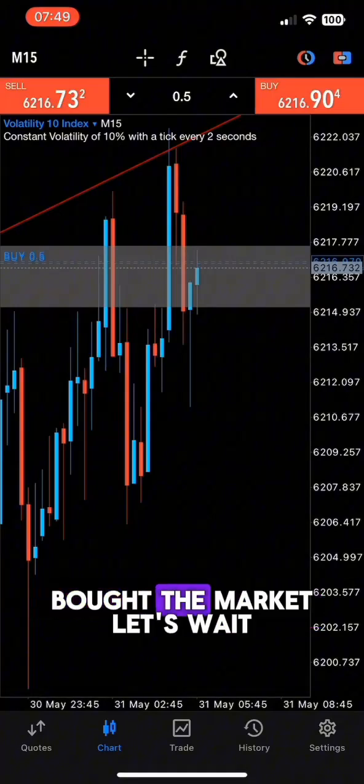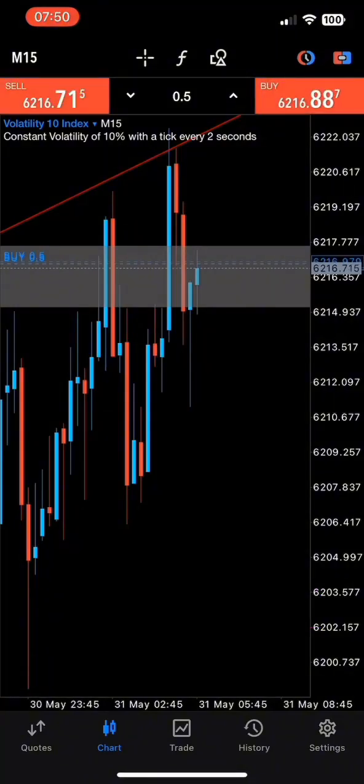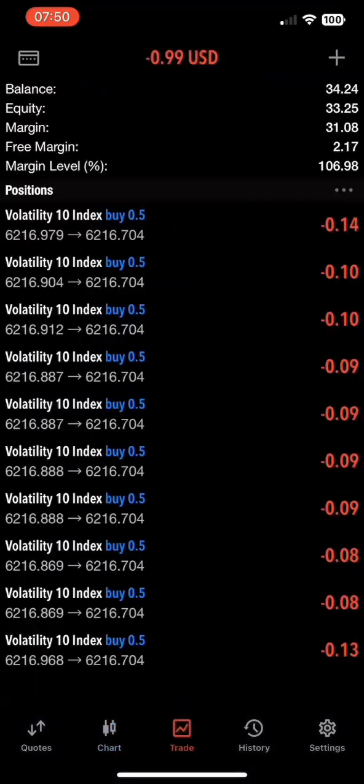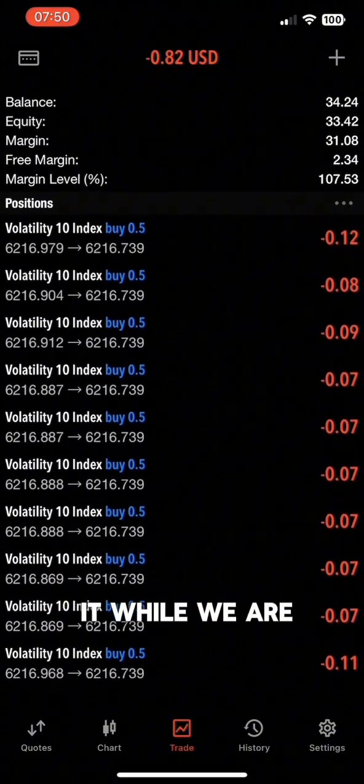So now that we have bought the market, let's wait for it. As you can see, we are still in loss. Let's just wait for it.